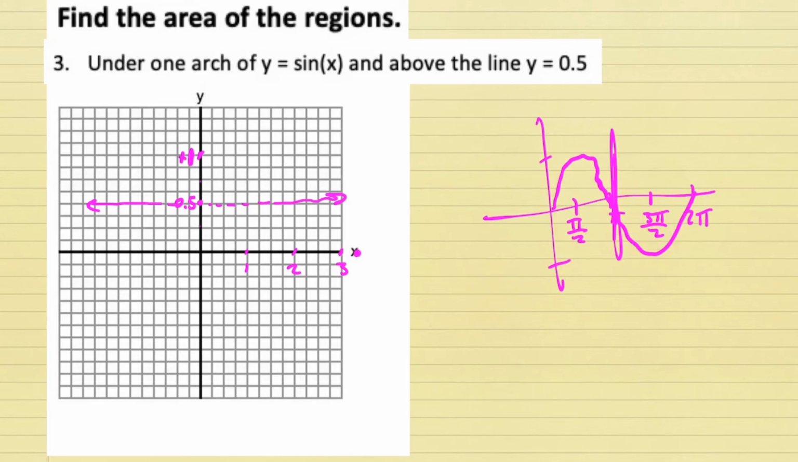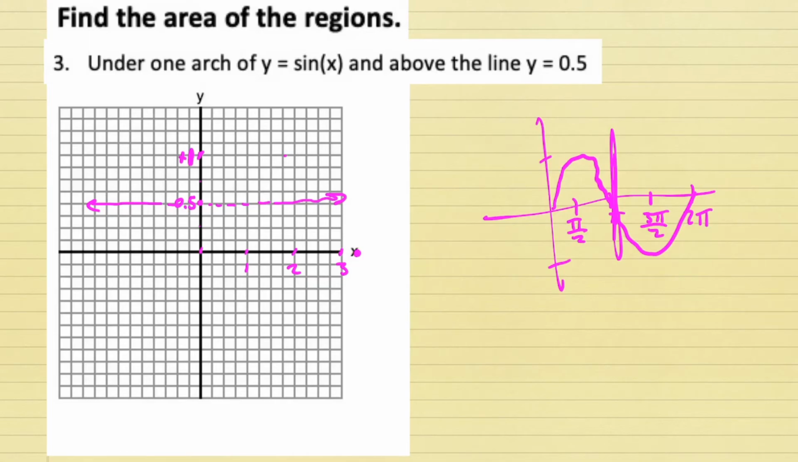So sine is going to start at 0, go up to positive 1, kind of right in between, and then come back down to 3.14. So it's kind of looking like this. There's the arc for sine. And the line itself is 0.5. That's this line, a horizontal line at 0.5 on the y-axis. And so the area between them would be this part.